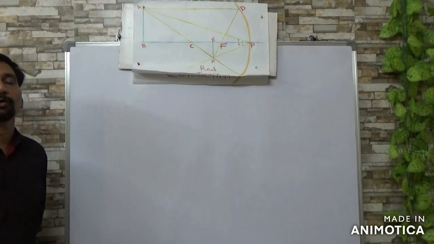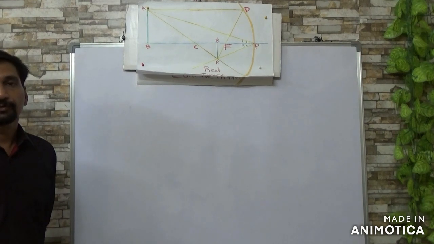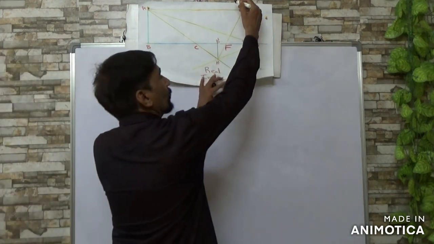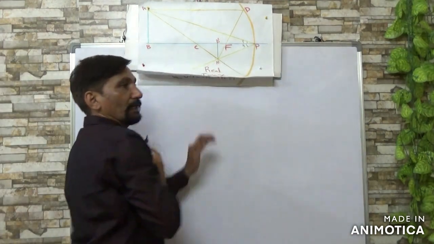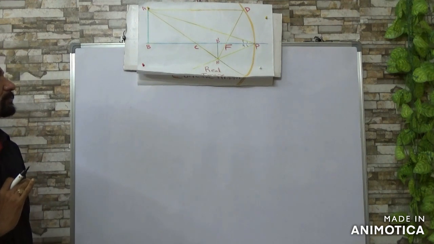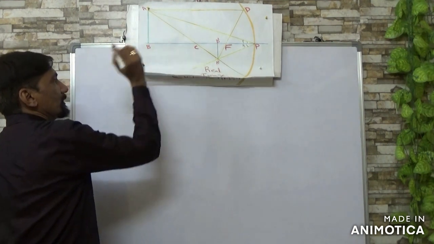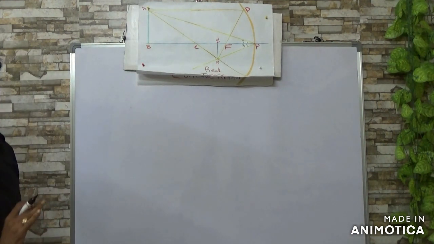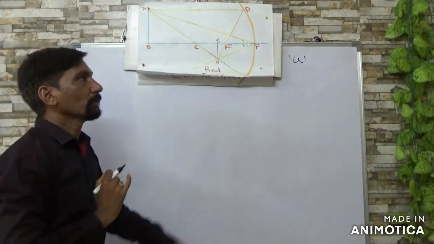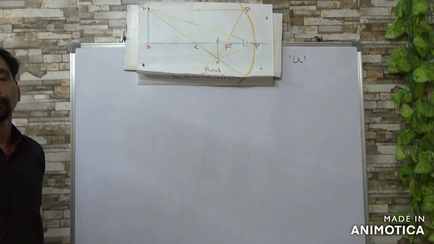Now we are going to know about the mirror equation. Let us consider one concave mirror. Place one object, say AB is the object placed at a distance U, from the pole to the object.